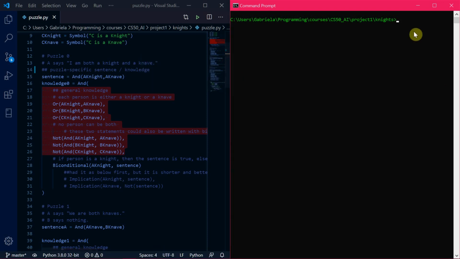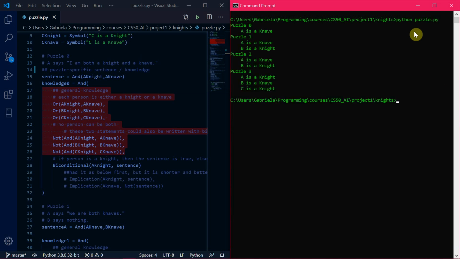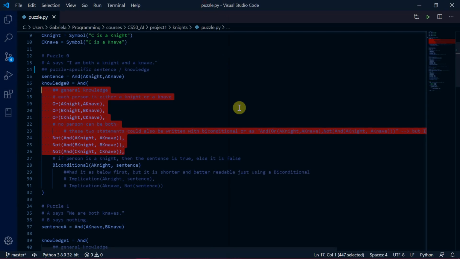This is homework 1A, Knights, and I actually like these knowledge-based problems a lot better than I like the search problems. So here goes puzzle.py, just running it, and the result is: puzzle 0, A is a knave; puzzle 1, A is a knave and B is a knight; puzzle 2, A is a knave and B is a knight; and in the final third puzzle, A is a knight, B is a knave, and C is a knight.